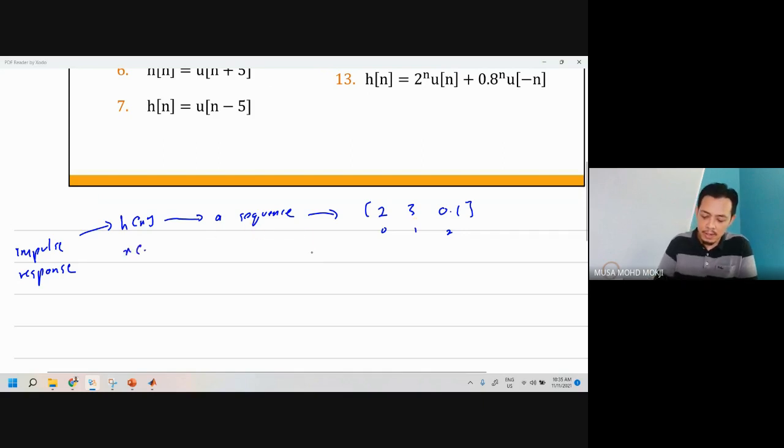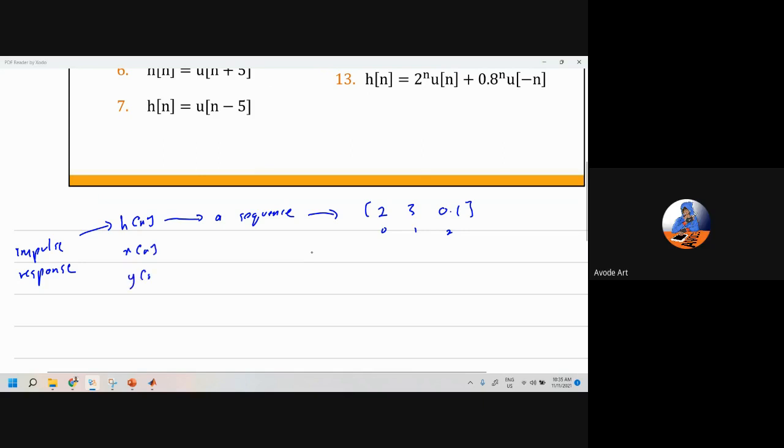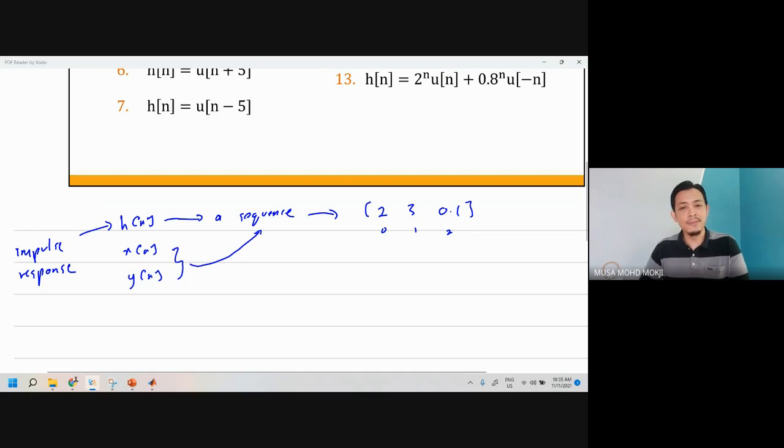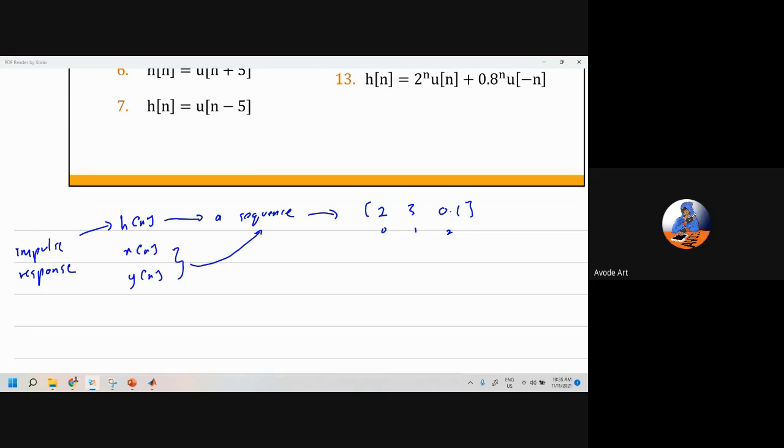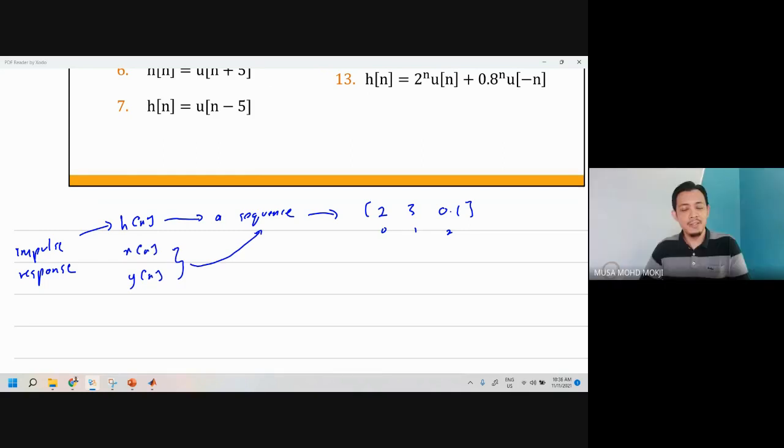How about x[n] and y[n]? Actually, these two are also sequences. So everyone needs to be very, very clear on this. All of these 3 are sequences. But what is the difference? x[n] and y[n] are signals, but h[n] is a system.